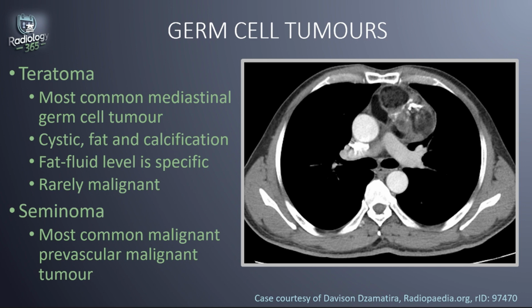This image shows us a well-circumscribed anterior mediastinal mass, and this mass is heterogeneous with macroscopic fat in some of the areas. We can see soft tissue density in some of the areas, and we can also see coarse calcification in some of the areas. This was a teratoma, a benign germ cell tumor.